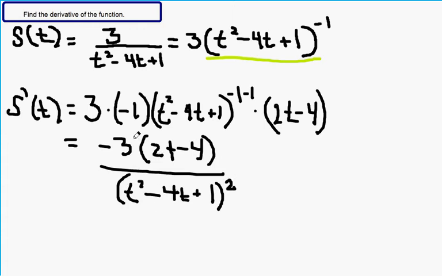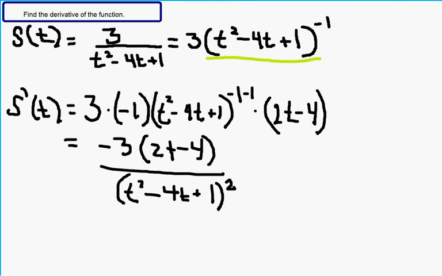Okay, there's our derivative. We notice that the base here in the denominator, t squared minus 4t plus 1, is the same base we had in our original, t squared minus 4t plus 1. And with more practice, we're going to find that when we have a rational function like this, the denominator will be squared before we do any simplification of the derivative. Neat.